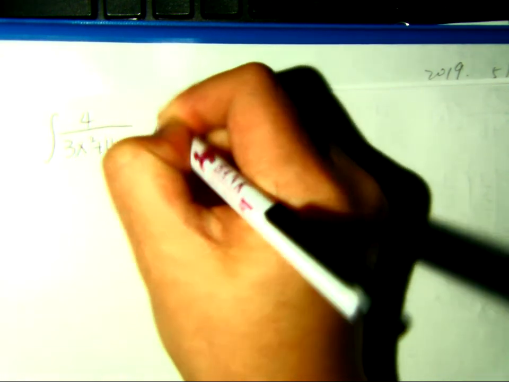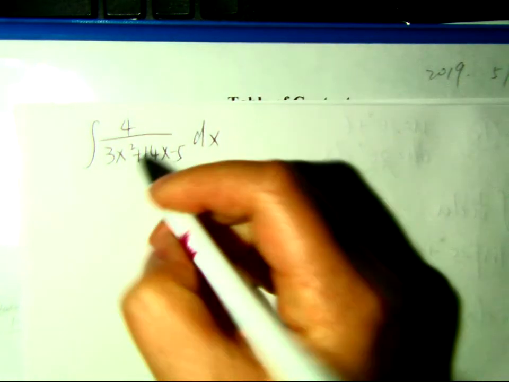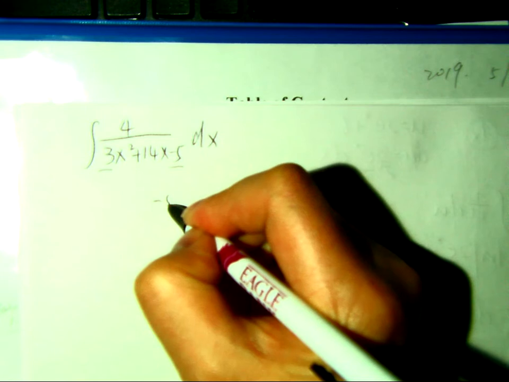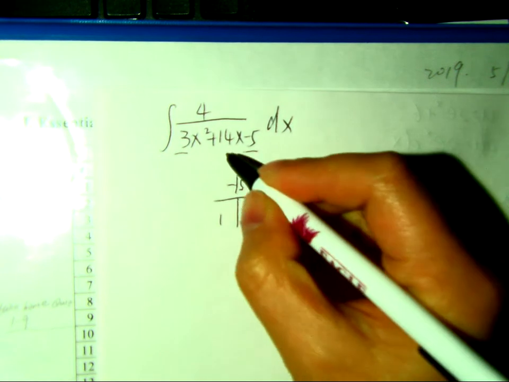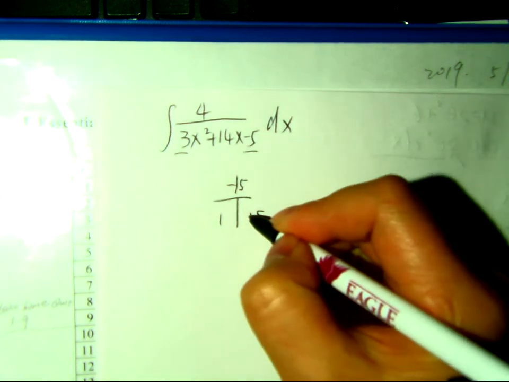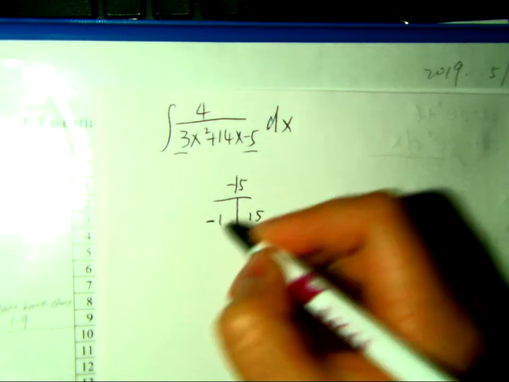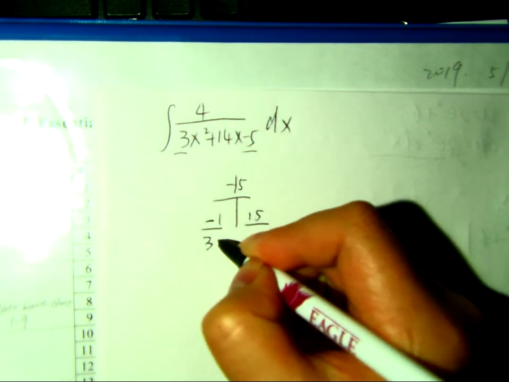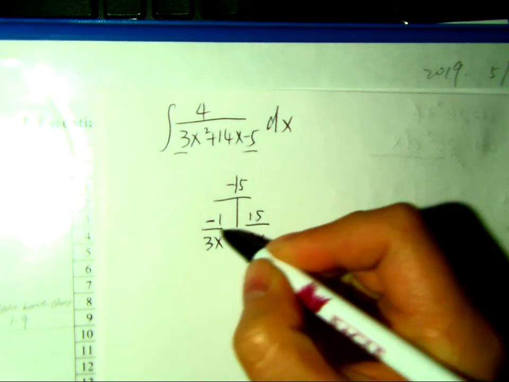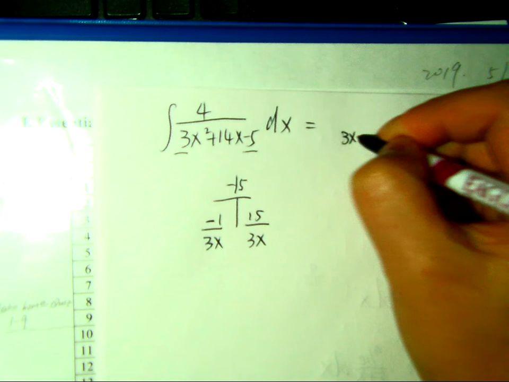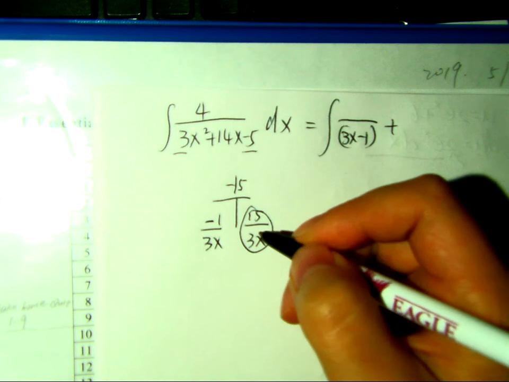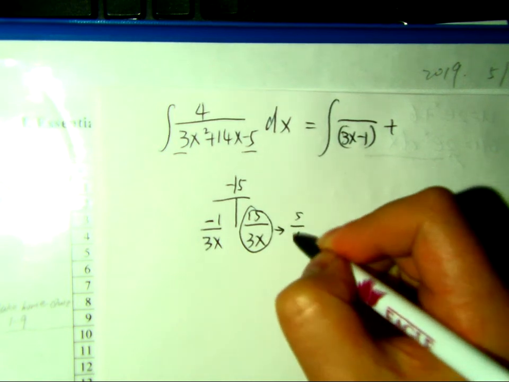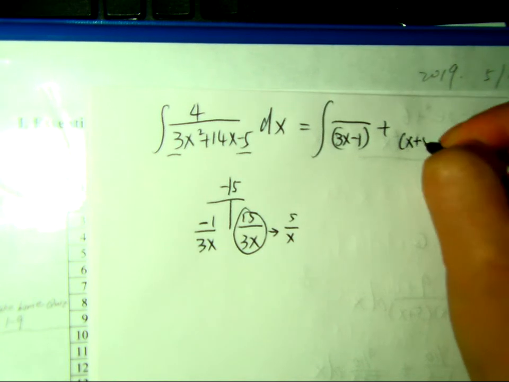4 over 3x squared plus 14x minus 5. And then we factor this. So 3 times negative 5 is negative 15. And then we factor this to 1 and 15. I need a positive 14, so the bigger number needs to be positive. This will be negative. And then divide by the leading coefficient 3x. So I bring this down. That will be 3x minus 1. And this one is now 3x plus 15. You have to simplify this to 5 over x. So that's why we have x plus 5 here.